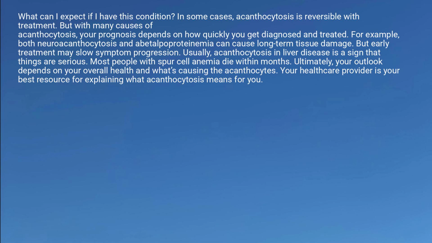For example, both neuroacanthocytosis and abetalipoproteinemia can cause long-term tissue damage. But early treatment may slow symptom progression. Usually, acanthocytosis in liver disease is a sign that things are serious. Most people with spur cell anemia die within months. Ultimately, your outlook depends on your overall health and what's causing the acanthocytes. Your healthcare provider is your best resource for explaining what acanthocytosis means for you.